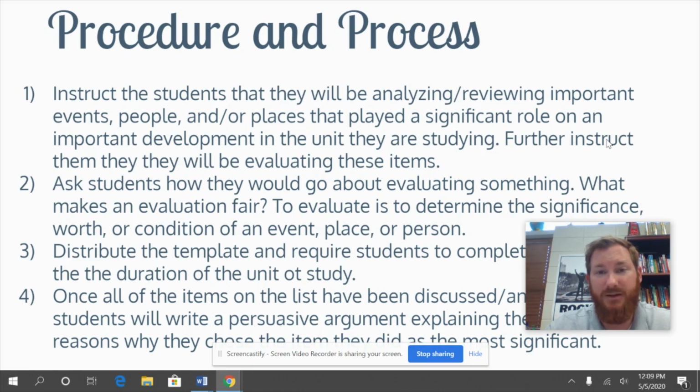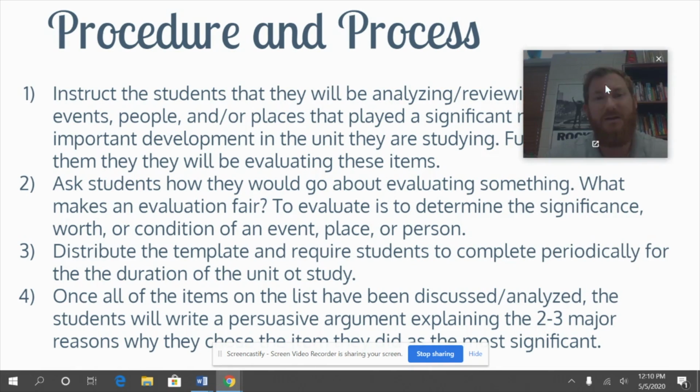Okay, to use the strategy, you first instruct the students that they will be analyzing or reviewing the topics that you have selected. But then you're going to teach them what that word evaluation means. It's important that they know that evaluation is to determine the significance, the worth, or the condition of something. So you tell them that they'll be appraising, assessing, evaluating items. And it's important that you define that word evaluation.